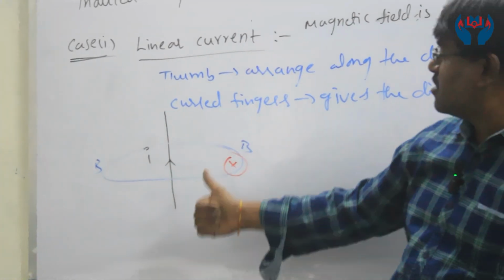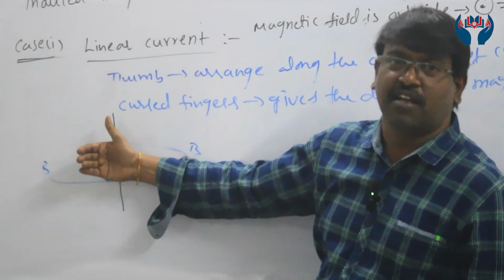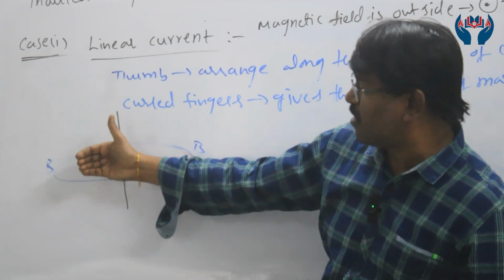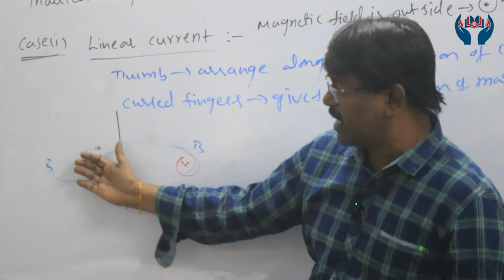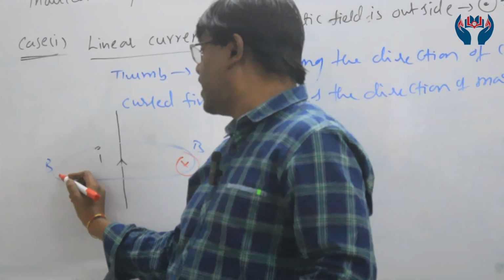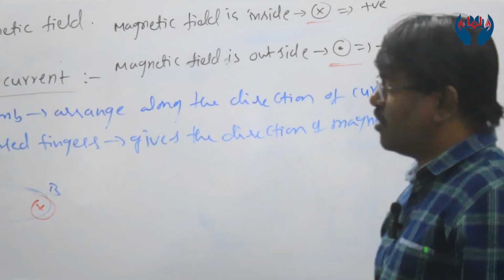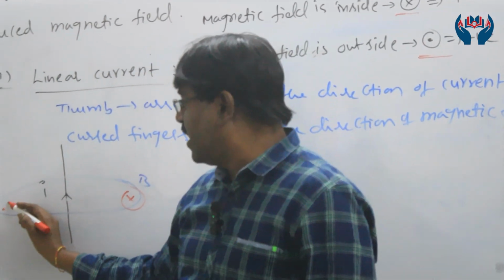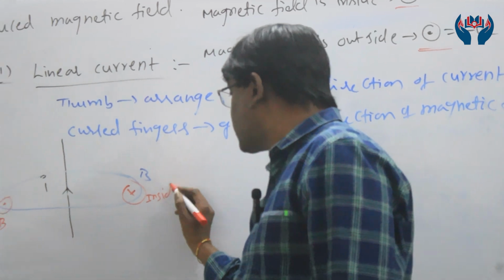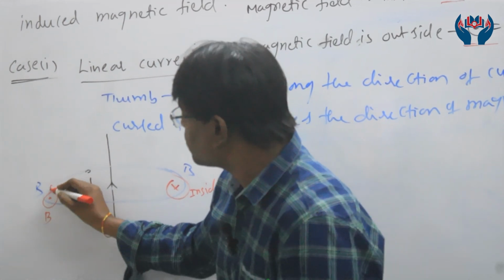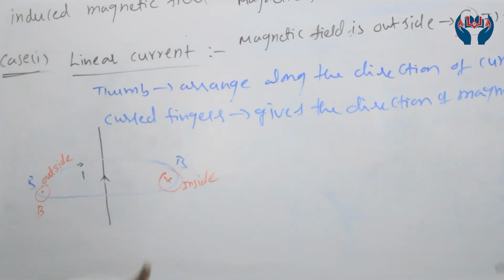So again, arrange the thumb along the direction of current. Then in this plane, the curled fingers are out of the board, outside. What is the direction of the magnetic field in this plane? It is outside, and outside is indicated with a dot. Inside means a cross. What is the direction of the magnetic field in this plane? Outside. So this is inside. And here, outside.